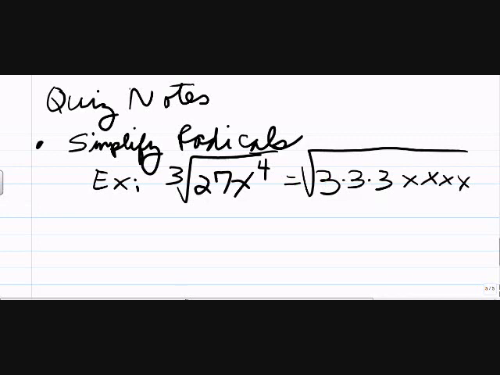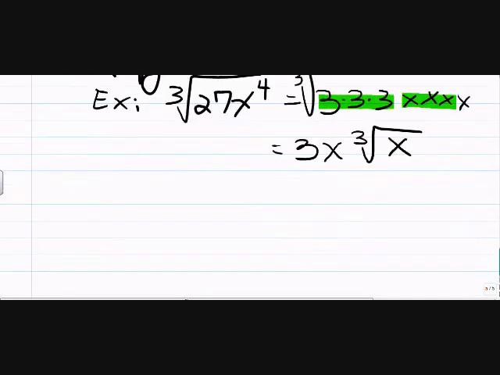Oh, and it's threes. It's cube root, so I got to take out threes. Take out those three threes, and I get a 3. I see 3 x's. I can pull out those 3 x's to 1, and left under the radical is just the x. Okay? Can do those.